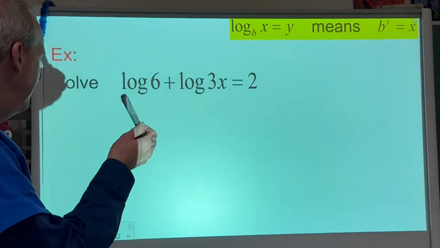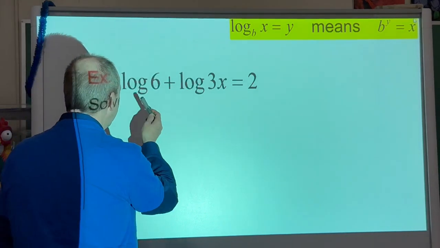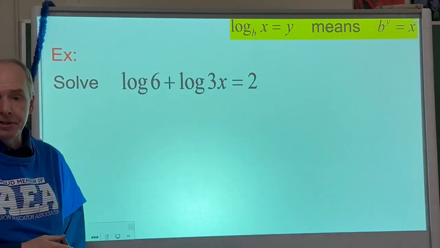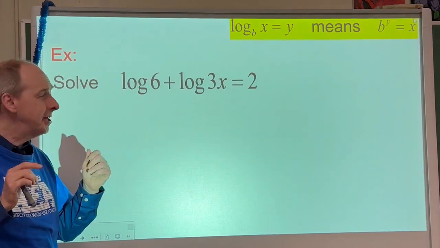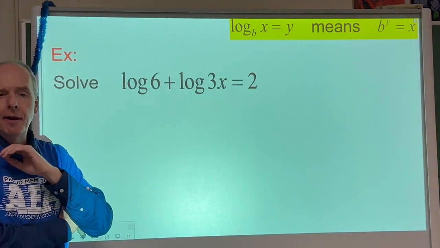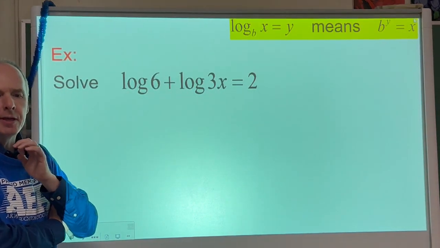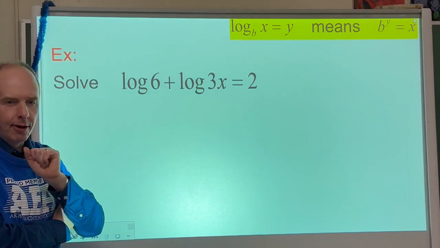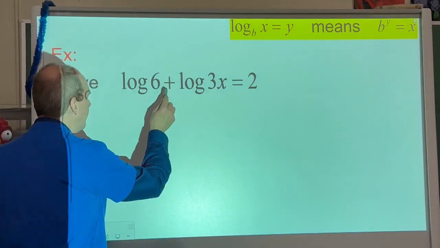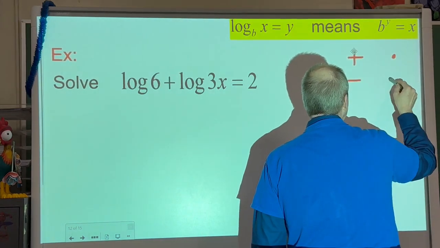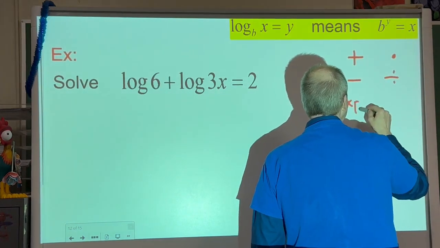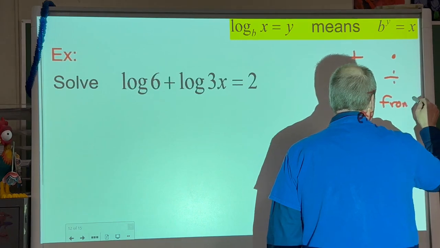All right, let's take a look. We've got log 6 plus log of 3x equals 2. Lucky for you, they're both the same base, base 10. But our first step would be writing it as a single logarithm. So think back to your rules for logarithms. Plus means times, minus is divide, and exponents are in the front.